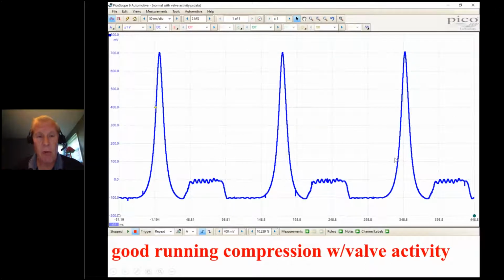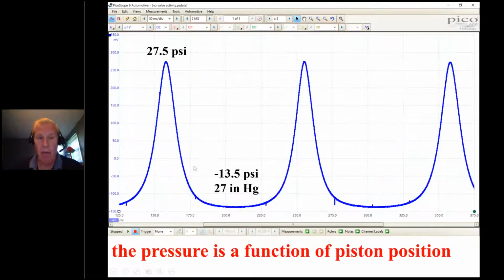Another point, which I started to make, and I'm going to go back: there is a very strong relationship between maximum and minimum pressures in a cylinder and stroke. So in this good running example, we hit 70 PSI of peak pressure and we pulled down to about 20 inches of vacuum. In my example, without valve activity, I only hit 27, but I pulled much deeper.